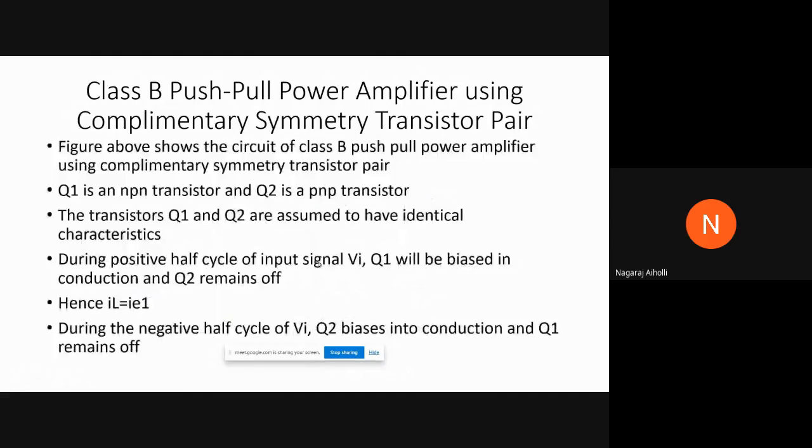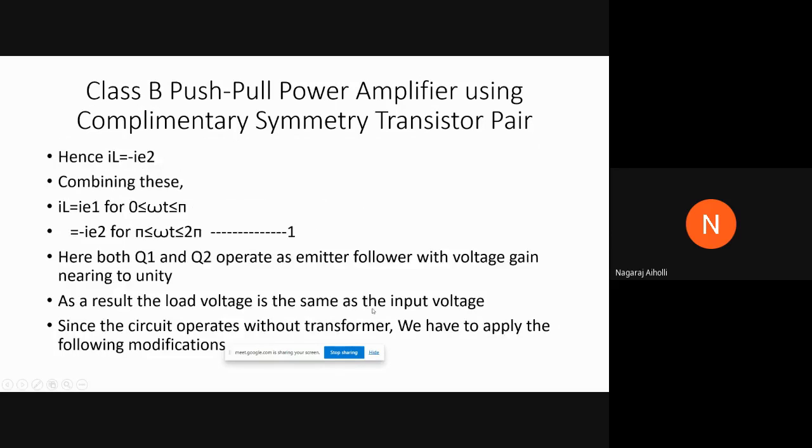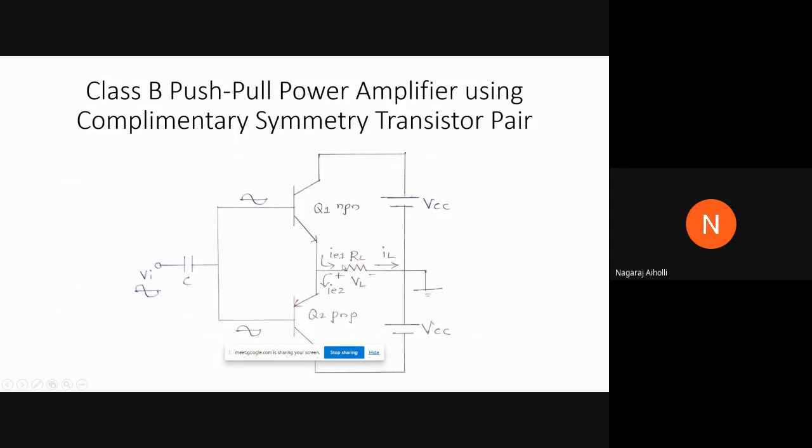Q1 is NPN and Q2 is PNP, and both transistors are assumed to have identical characteristics. During the positive half cycle, Q1 will be conducting and Q2 will be off. IL is equal to IE1, that is, the load current is equal to IE1. Similarly, during the negative half cycle, Q2 is on and Q1 is off. Therefore, IL is equal to minus IE2.